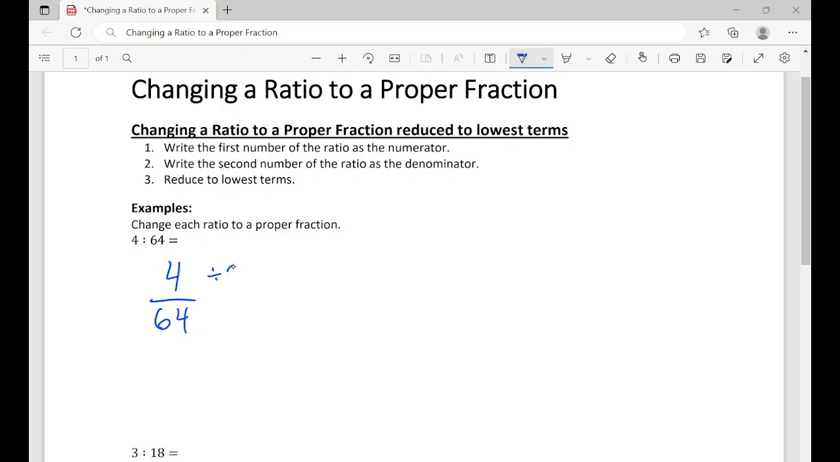Everything is divisible by 4. So 4 goes into 4 once, and 4 goes into 64 16 times. So the ratio 4 to 64 can be written as 1/16 as a fraction.